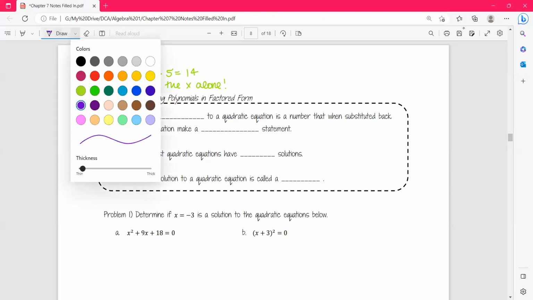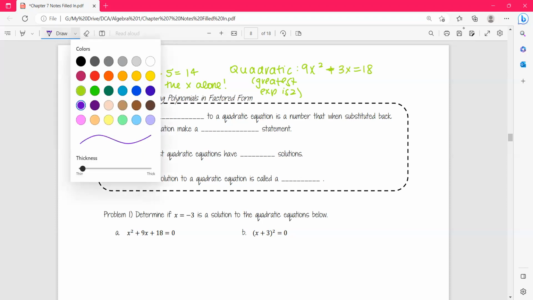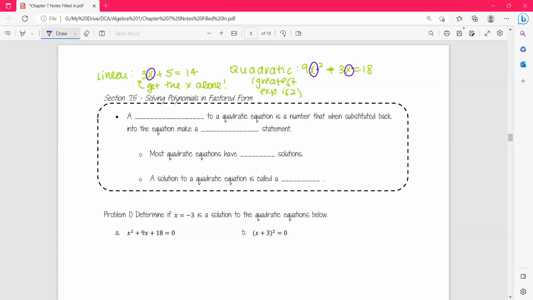What we're going to be solving now are more like quadratic equations, which remember, greatest exponent is 2. So it could be something like 9x squared plus 3x equals 18, right? And the biggest thing here is notice there are two terms with x's. So there's got to be a different way. How do I solve? That's what we're going to learn about today.